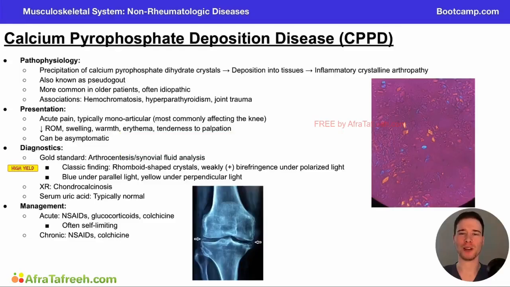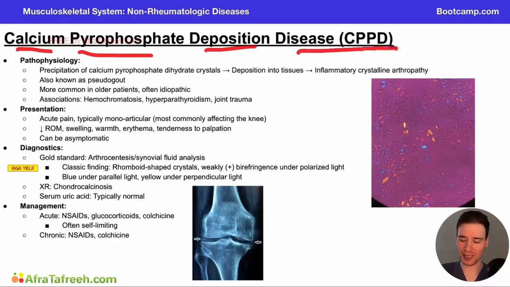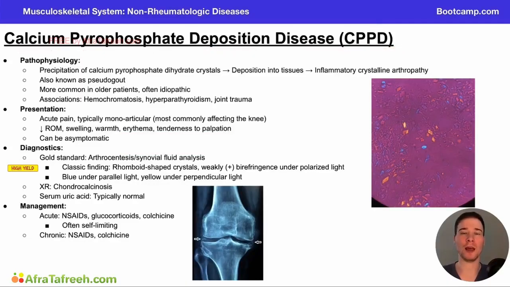So in this next video, we're going to talk about something called calcium pyrophosphate deposition disease. Sometimes it's abbreviated as CPPD. The acute form is also sometimes called pseudo-gout as well.